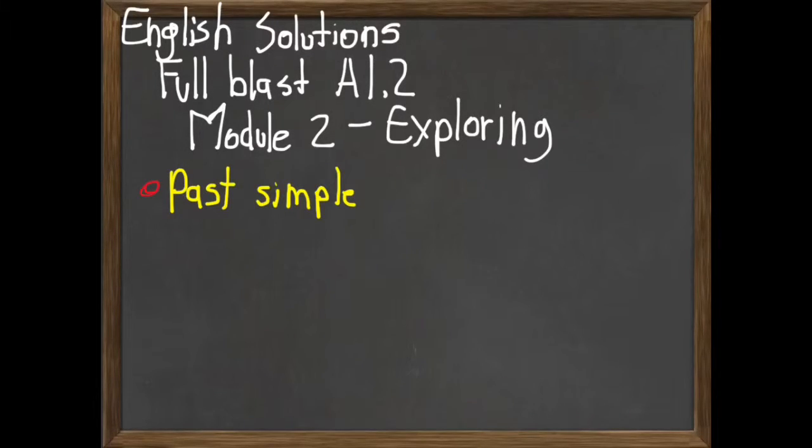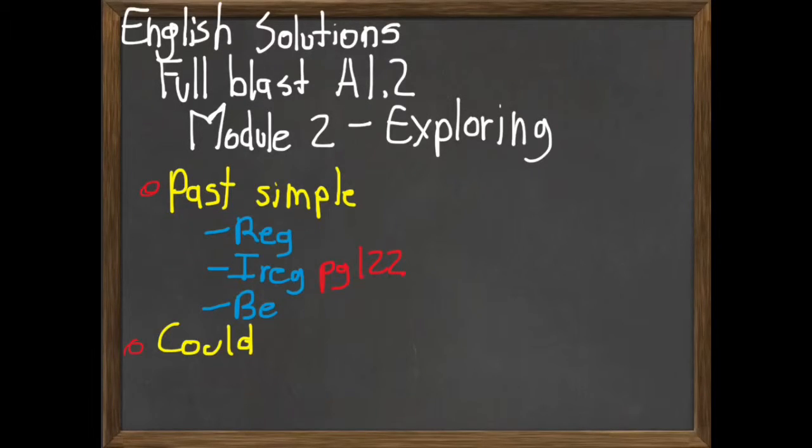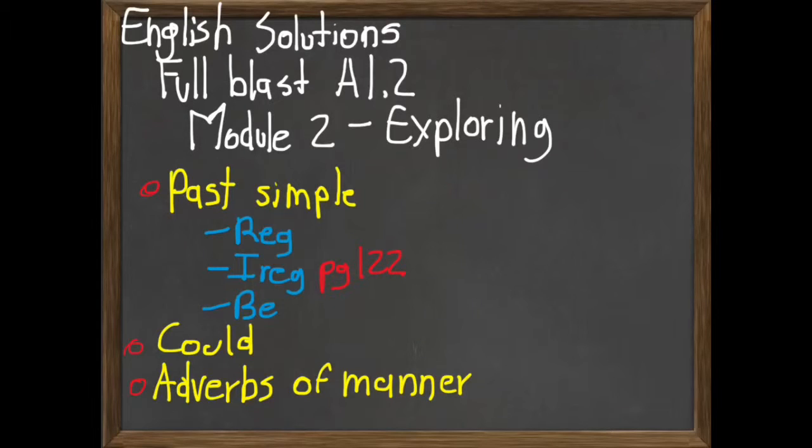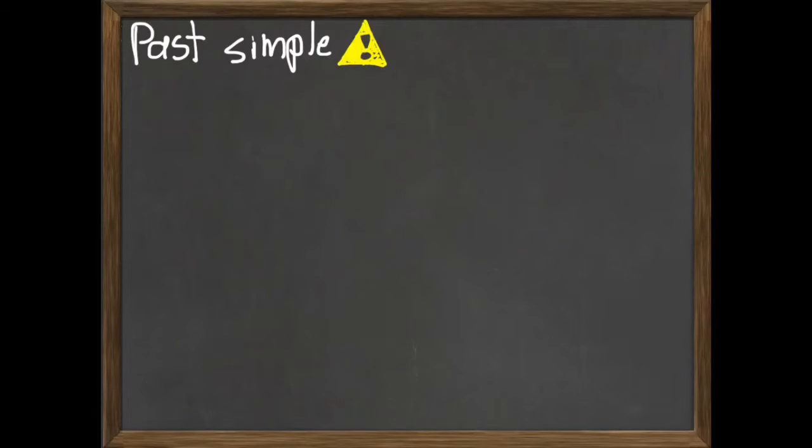Today we will be looking at past simple for regular verbs, irregular verbs on page 122, and the verb to be. We will also look at the verb could, adverbs of manner, the verb used to, and personal pronouns. So let's start. Past simple.